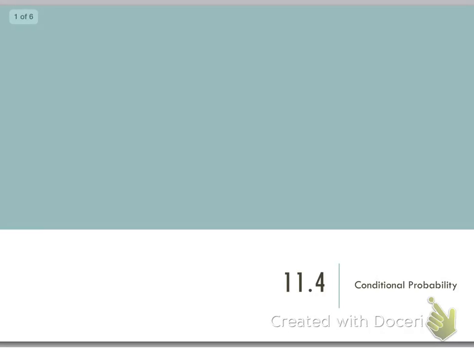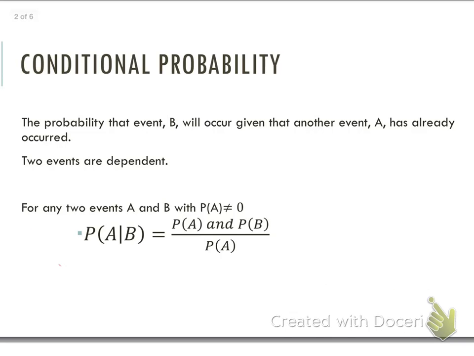Okay, so this is going to be the video on conditional probability. So conditional probability, basically we have event B occurring, and then another event that has already occurred. So they're going to be dependent on each other. If one's occurring, that means the other one is. So for any two events A and B, this is going to be our general equation that we're going to use a little bit later in the lesson.